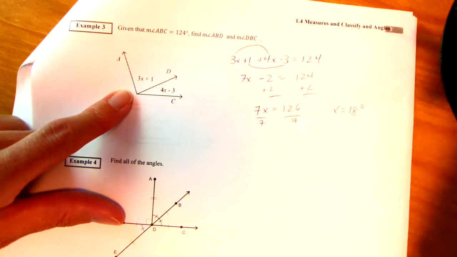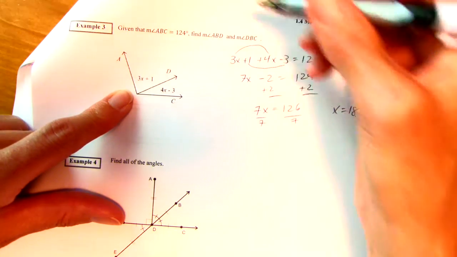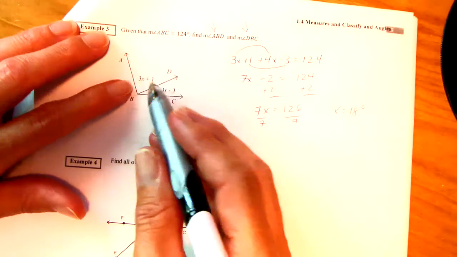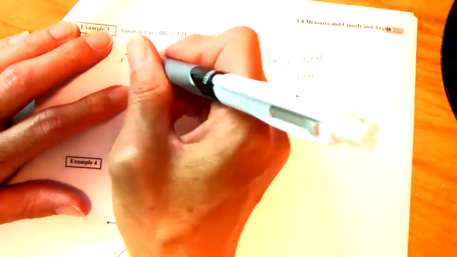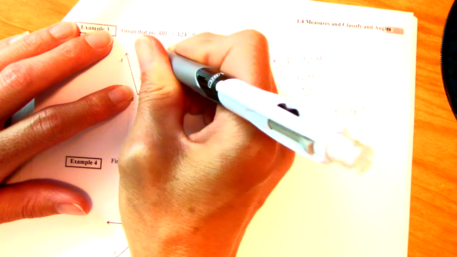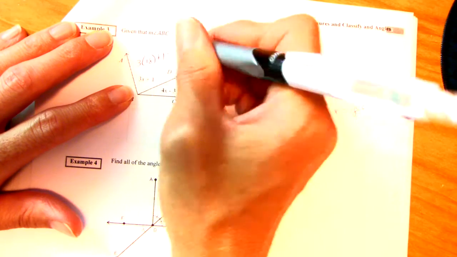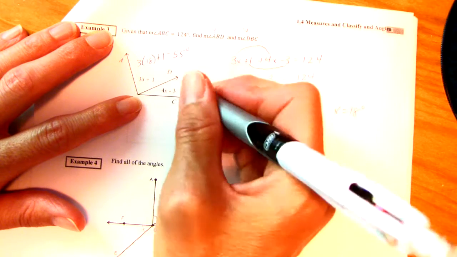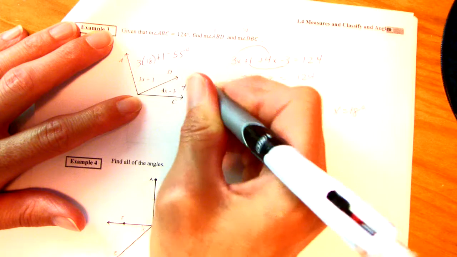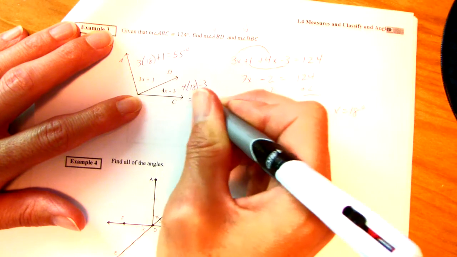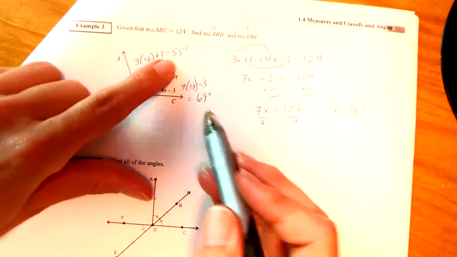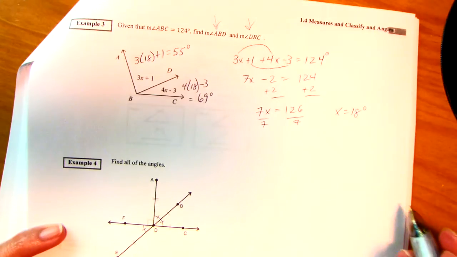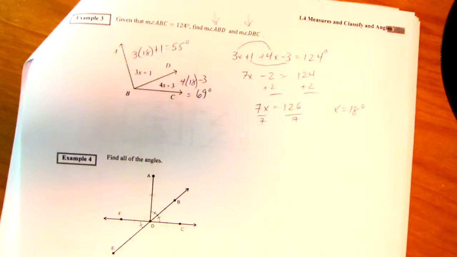Now, you've got to keep in mind, a lot of people like to stop right there, but look at the directions. Now find the measure of each angle. If you substitute 18 here for ABD, you have 3 times 18 plus 1. That's going to equal 55 degrees. And substitute in here, we have 4 times 18 minus 3. That's equal to 69 degrees. And again, these two angles should add up to equal 124. Double check.